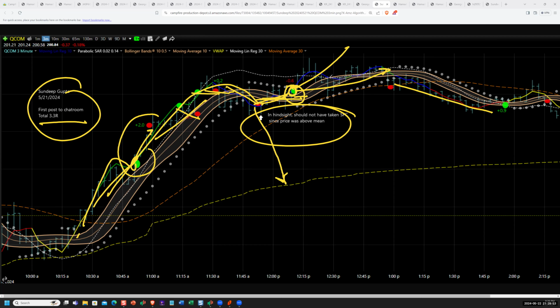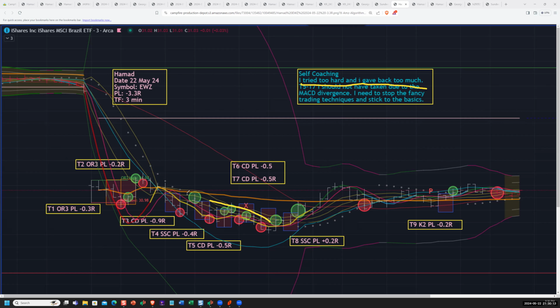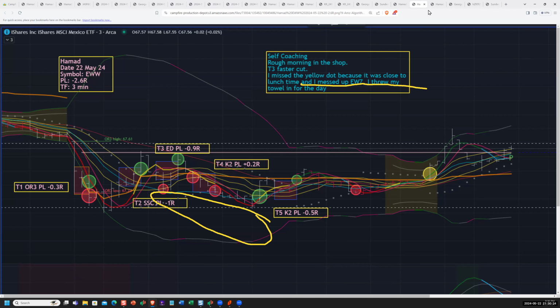Let's see, Hamad. What are we doing here? Yeah, trying too hard to make it work instead of letting it find its own level. That's way too much guessing and second guessing in there. So we got to be a little more judicious. Same with EWW. Today was just a hard day for both of those. Better on DIA.